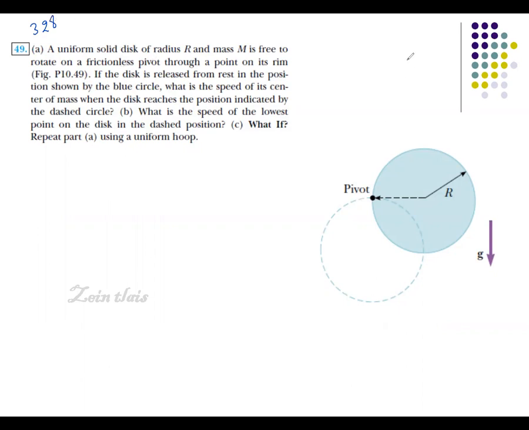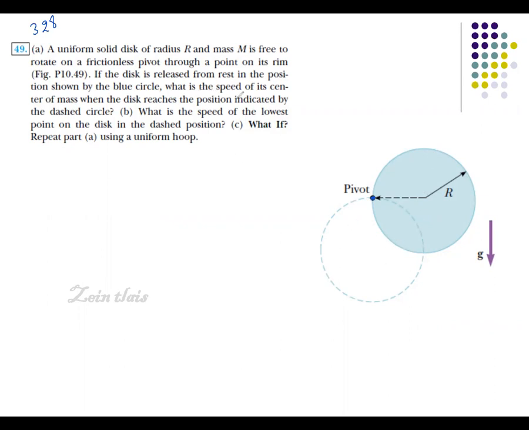Here we have a uniform solid disk of radius r and mass m, free to rotate around a pivot point at the edge of the disk. It's not at the center, it's at the edge here. We have the axis, so the system will move down like this. This is the horizontal position as the initial position, and this is the vertical position as the final position. We have a motion down.